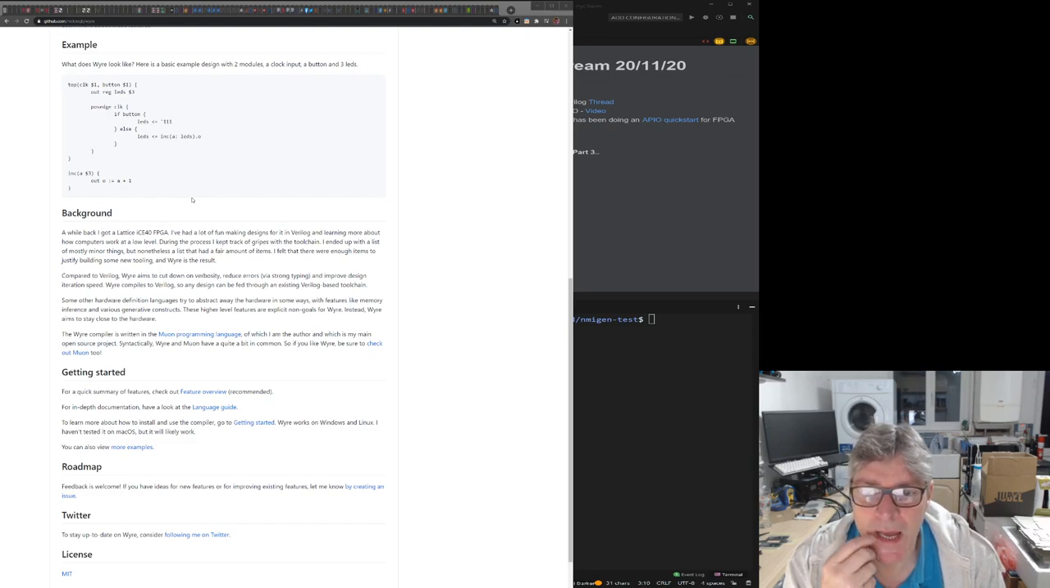Compared to Verilog, Wire aims to cut down on verbosity, so it looks a bit less verbose, reduce errors via strong typing, and improve design iteration speed. Wire compiles to Verilog, so any design can be fed through the existing Verilog-based toolchain, which is a common approach, actually.